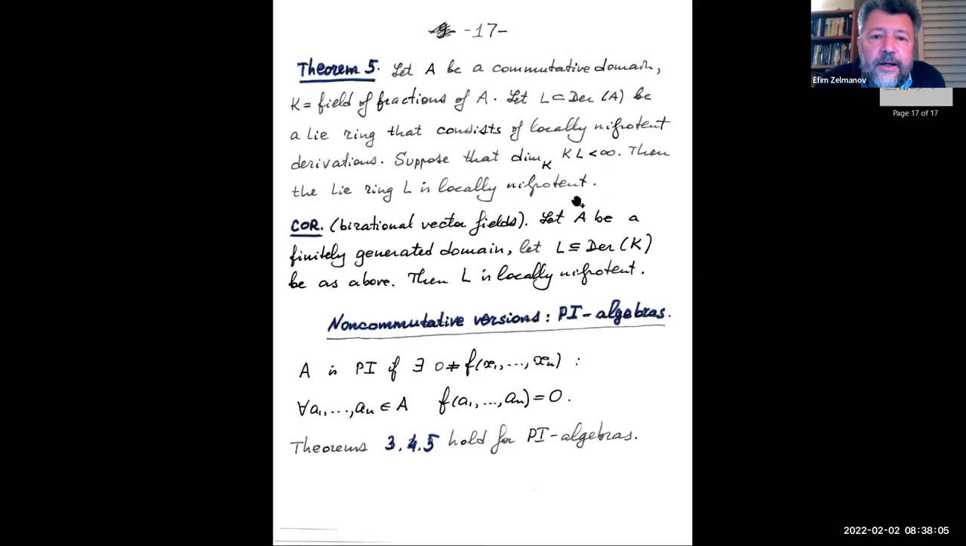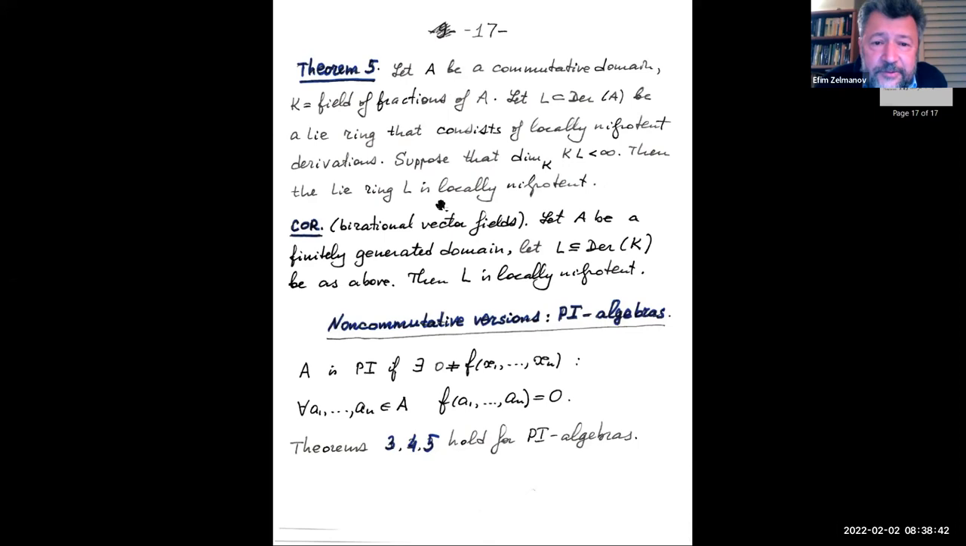Theorem 5. Let A be a commutative domain. Now we don't assume that it is finitely generated. Let K be its field of fractions. Let L be a Lie algebra that consists of locally nilpotent derivations. And now we weaken the assumption on finite generation as follows. We demand that this dimension is finite. If A is finitely generated, then it holds automatically. And in this case, the Lie ring L is locally nilpotent.